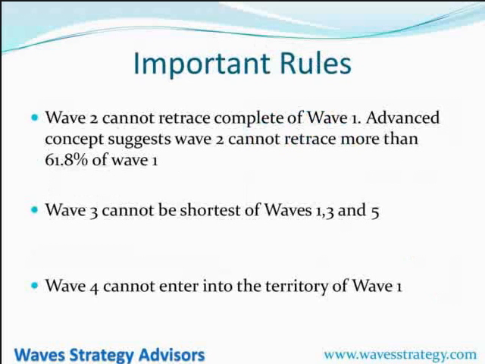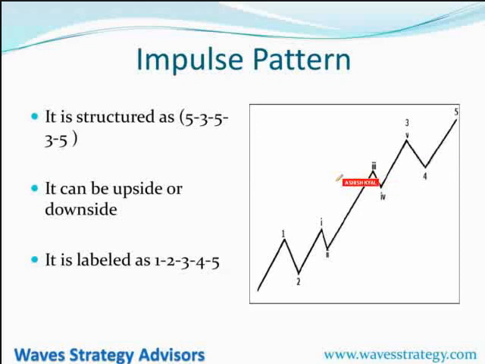That's the first basic rule. I will now come to an advanced part of the rule, which says that wave 2 in fact cannot retrace more than 61.8% of wave 1. To understand the concept of retracement, let me explain very quickly. This is wave 1, this is wave 2, and then we have the next wave on the upside. This wave 2 cannot travel more than a 61.8% retracement of wave 1. That's one of the rules.